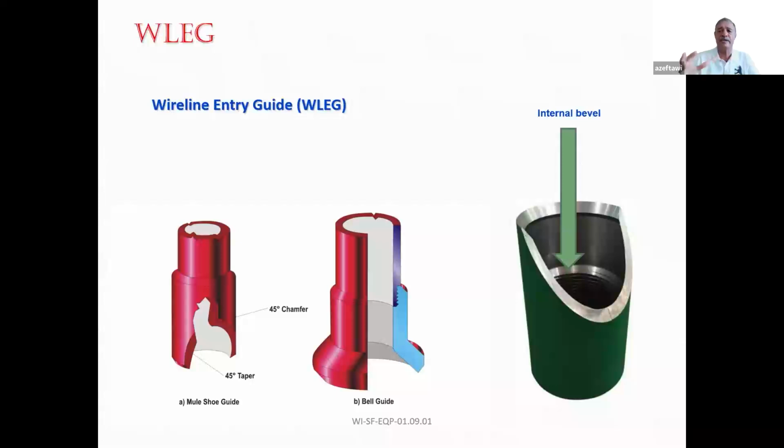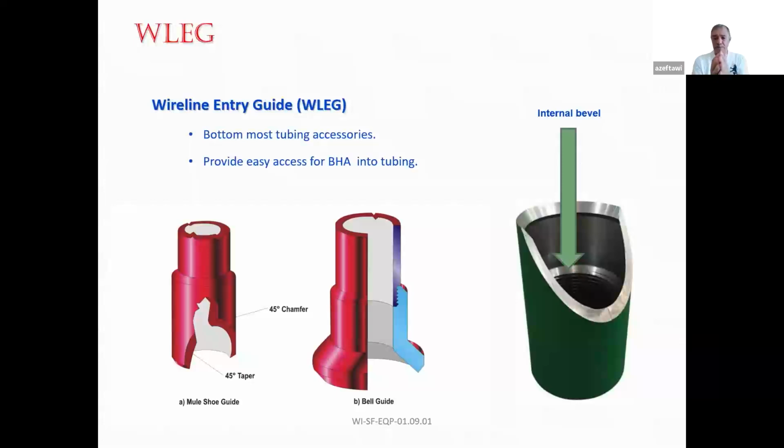I need to tell you that it is an entry guide to anything that you run through the completion. When you go out of the completion to the open hole, you need to go back, so this helps you go back easily into the completion. It is the bottom-most tubing accessory and provides easy access for the bottom hole assembly into the tubing. Because of the profile it has, we have two types: the mule shoe and the bell type. Each one has an advantage and disadvantage, of course.